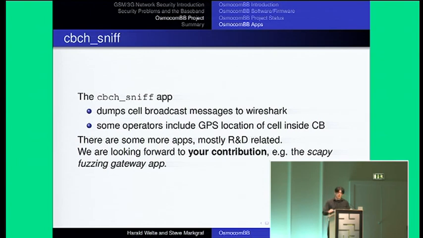The idea is that we have this stack now, and we have libraries and interfaces in there that you can use. So if you want to write a scapy fuzzing gateway application that just establishes a radio channel to a cell, you can send arbitrary packets from scapy, maybe over UDP into this gateway, and then over there, it's all there. The point is that we have those libraries. Go ahead, write your own applications, do interesting things.